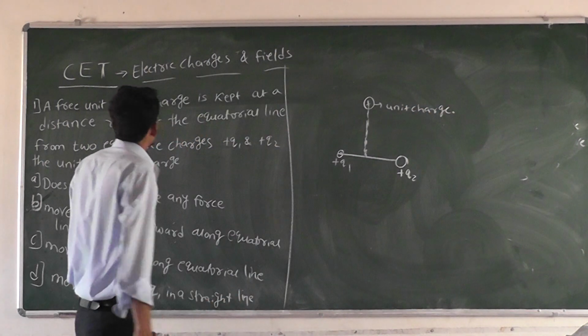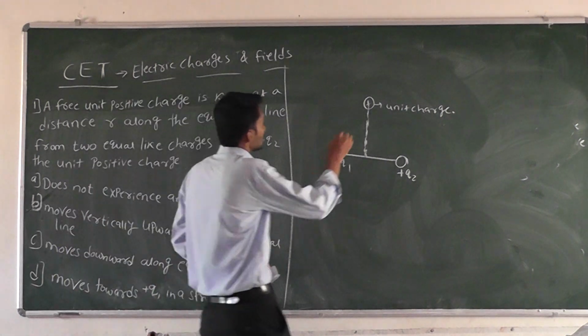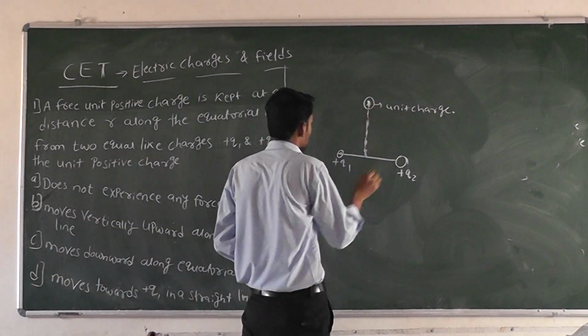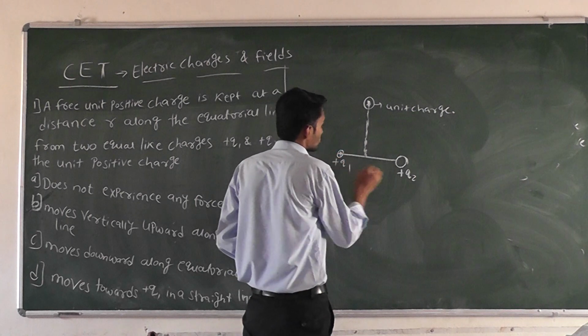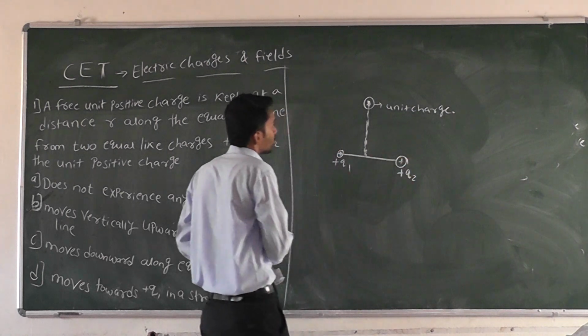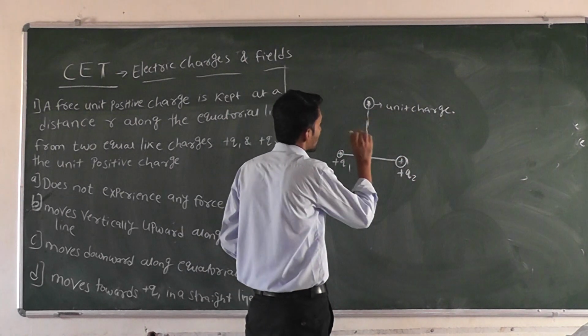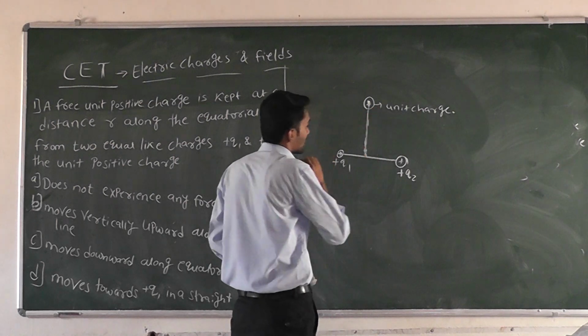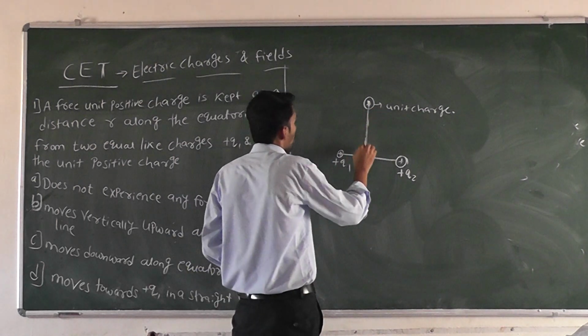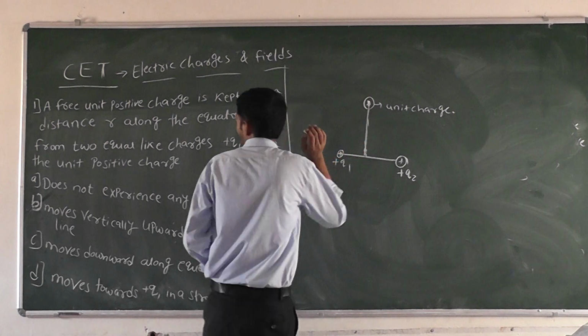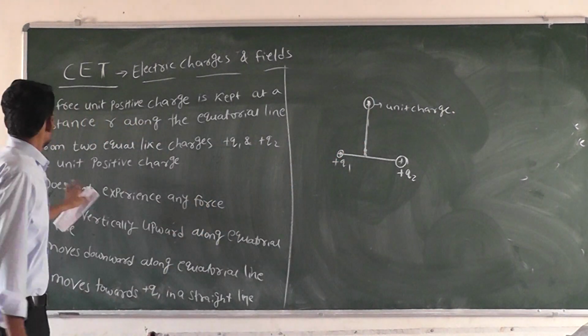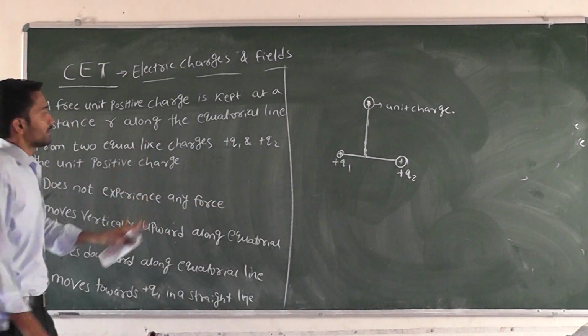So what is the charge of the unit charge? It is a positive charge. So q1 is also a positive charge, q2 is also a positive charge, and the unit charge is also a positive charge. Where are we placing this unit charge? On the equatorial line. There are four options. The unit positive charge, how will it behave?